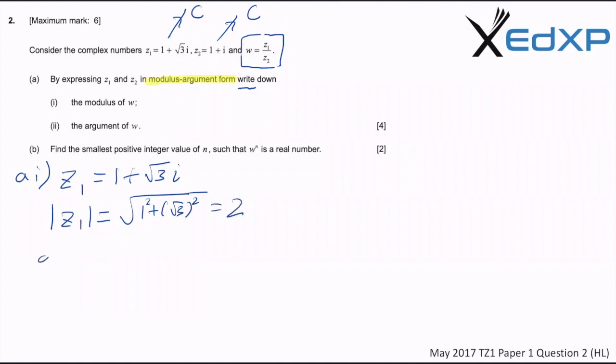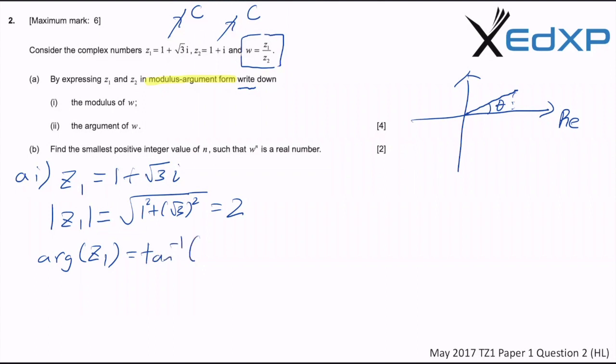And the argument of Z1. The argument is always the angle that the complex number makes with the positive real axis, over here, theta. So this will be equal to arctangent y over x. And from our special angles, we know that this is pi over 3, which means that Z1 can be expressed as 2 e^(i pi over 3).